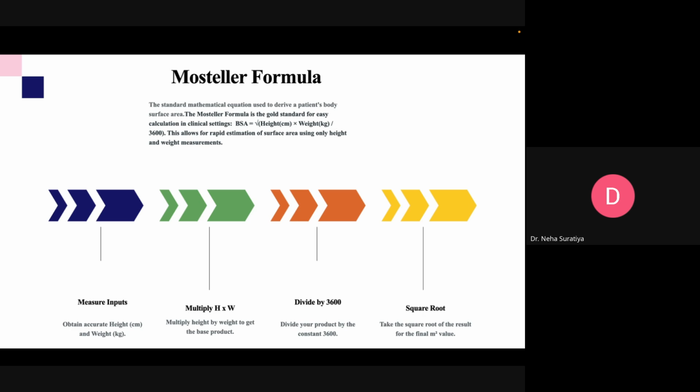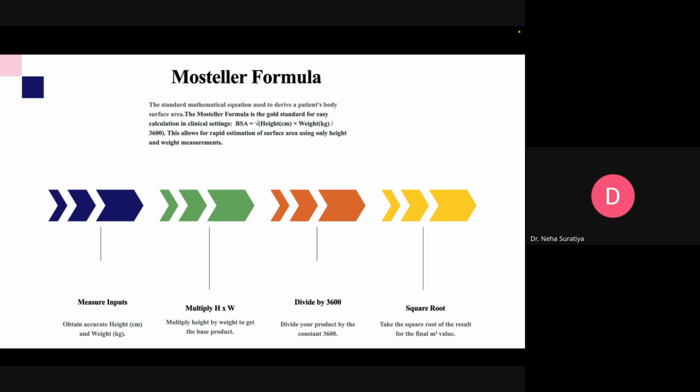Now understand the formula. You can see the standard mathematical equation used to derive a patient's body surface area. Mosteller here is the gold standard for easy calculation in clinical settings. You can write it in your notebook. BSA in square meters is equal to the square root of height in centimeters times weight in kg, divided by 3600. Now this is a standard value. That is the BSA calculation in square meters.